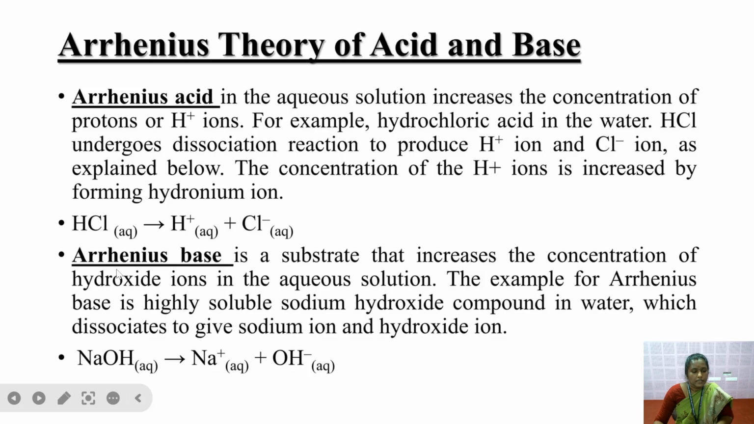An Arrhenius base is a substance that increases the concentration of hydroxide ions in aqueous solution. Hydroxide ion means OH- ions. The example for an Arrhenius base is highly soluble sodium hydroxide. Sodium hydroxide, NaOH, in aqueous solution dissociates to give Na+ and OH-. The substance that increases the OH- ion concentration is known as an Arrhenius base, which dissociates to give sodium ion and hydroxide ion.